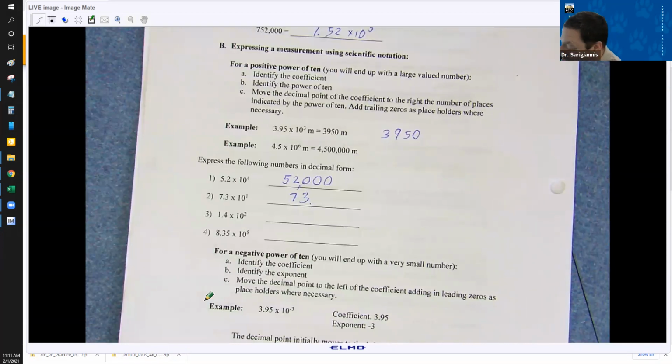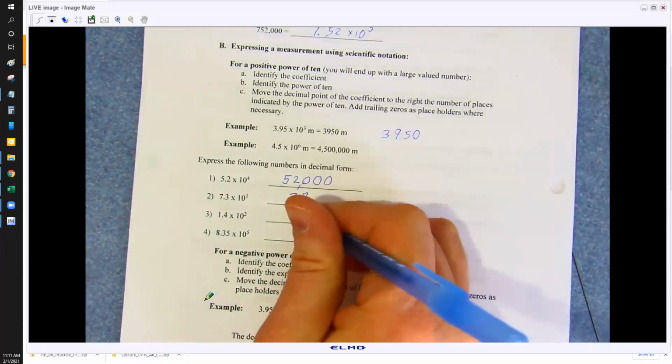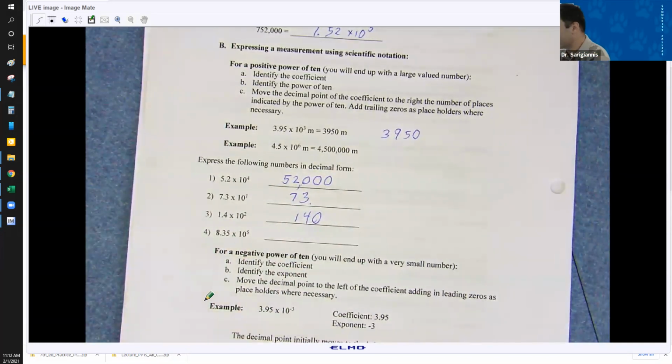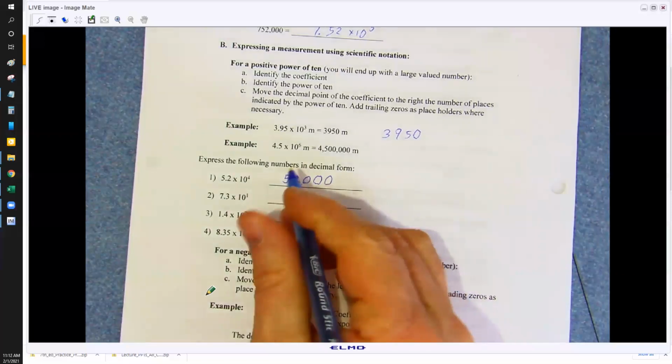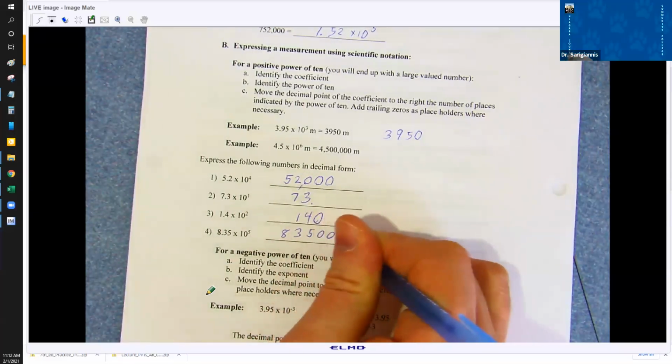All right, anyone want to volunteer the number 3 there, what they got? Under 40. Under 40, yep. And what about number 4? 835,000. 835,000. Let's see, 835, 3.